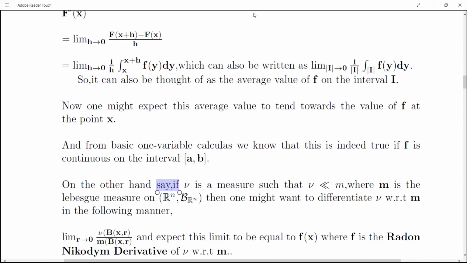For example, just think of this. When you're calculating the limit, here you have some h. You're replacing that h by the measure of the ball, and the integral of f over this interval by the integral of f over the ball. So that's how differentiation in Euclidean spaces is generalized to the concept of differentiation of measures.